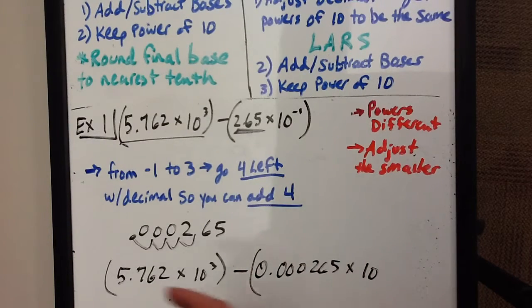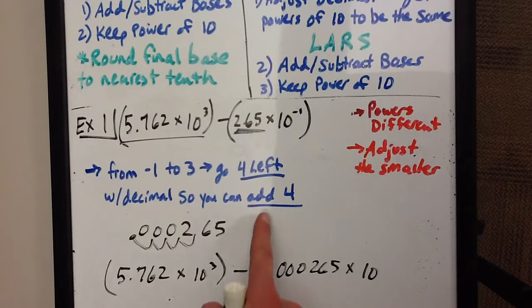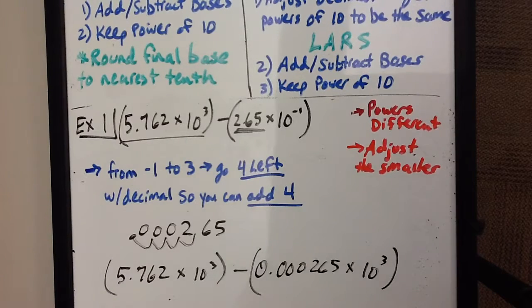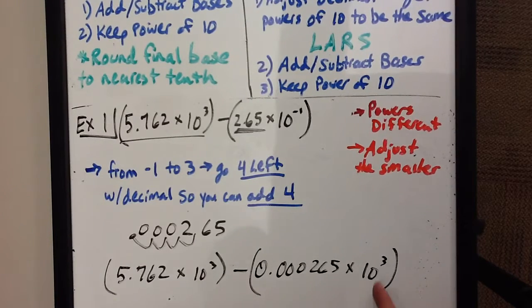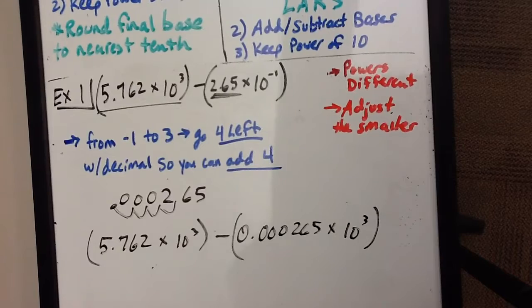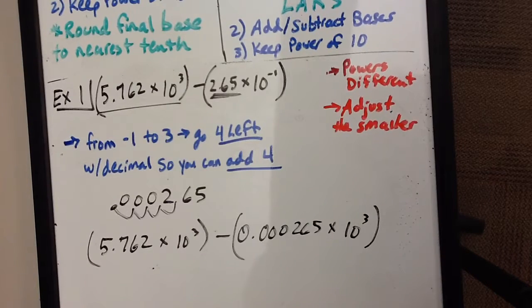Since I went left 4 with the decimal, I add 4 to negative 1. Negative 1 plus 4 is positive 3. That's the whole reason I moved the decimal 4 places to the left, so that my powers of 10 can now be the same. I have 10 to the power of 3, 10 to the power of 3. So I'm good to go. I can now subtract in scientific notation.